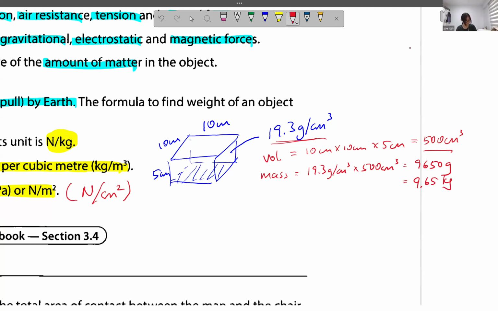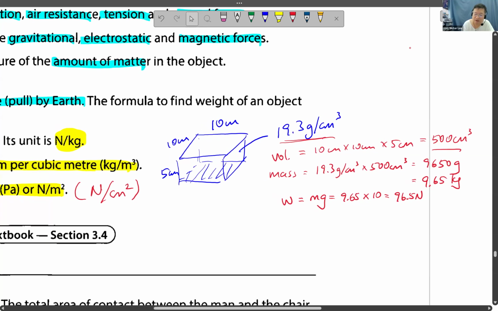So let's find my weight. W equals mg, equals 9.65 multiplied by 10, assuming the gravitational field strength is 10. So it's 96.5 Newton, right? Okay, let's find pressure now. Pressure equals what?